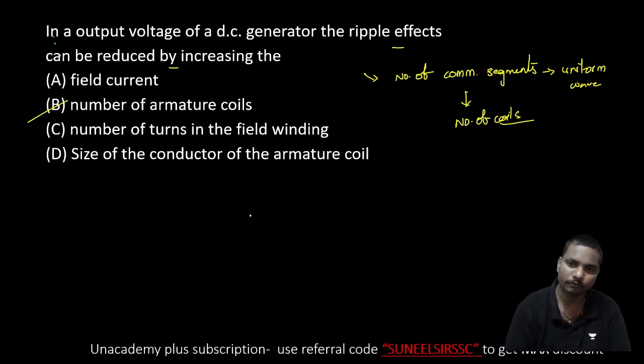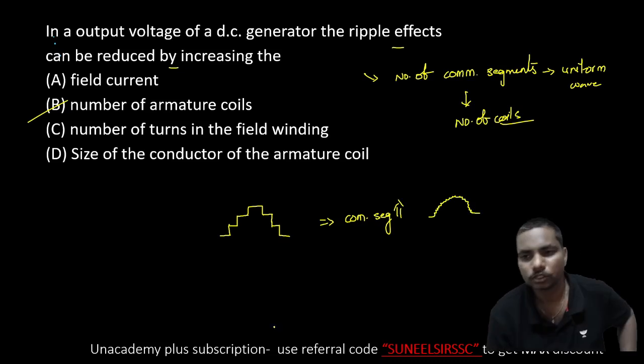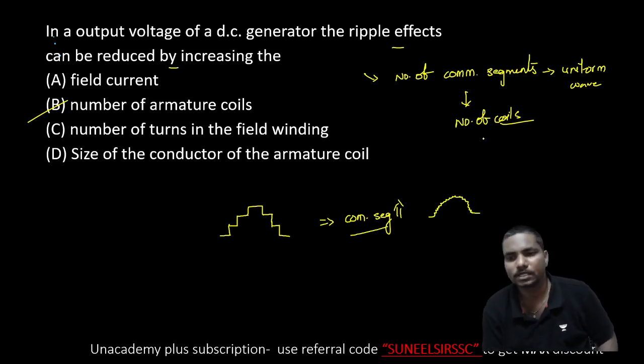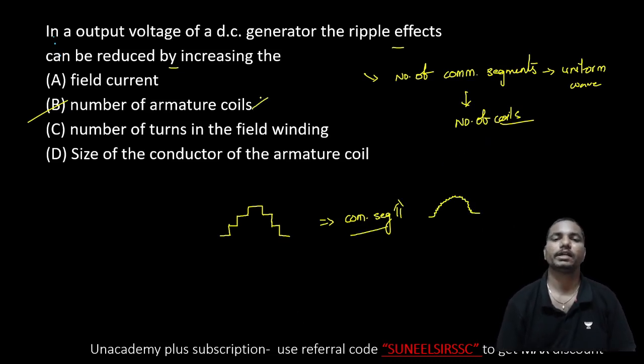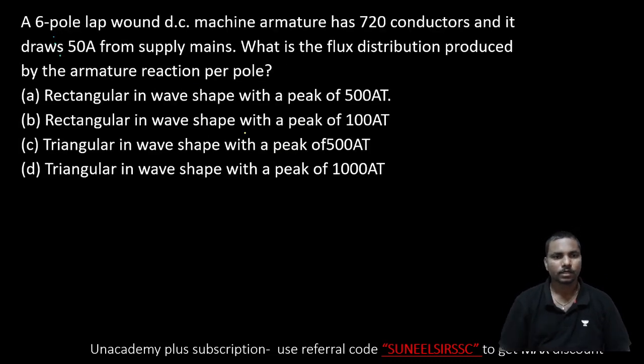For example, if the number of commutator segments is less, then you will get a waveform like this. If you increase the commutator segments, then you will get something like this, a more uniform wave. So if you increase the number of commutator segments, the number of coils will be increased, so you will get a more uniform waveform.